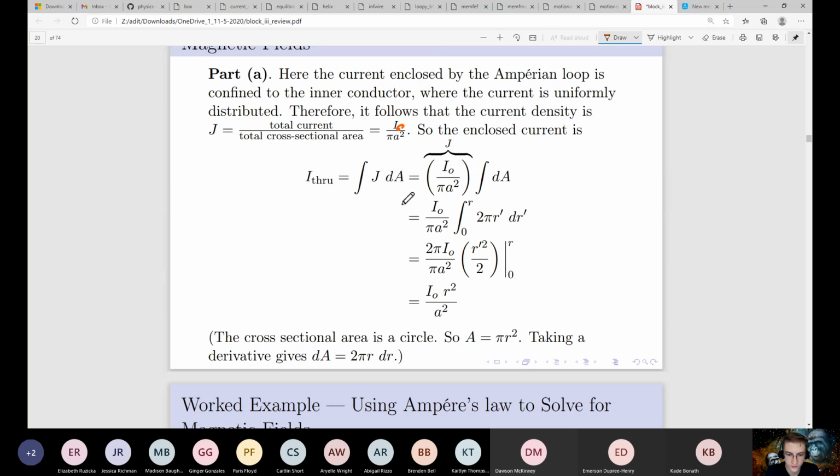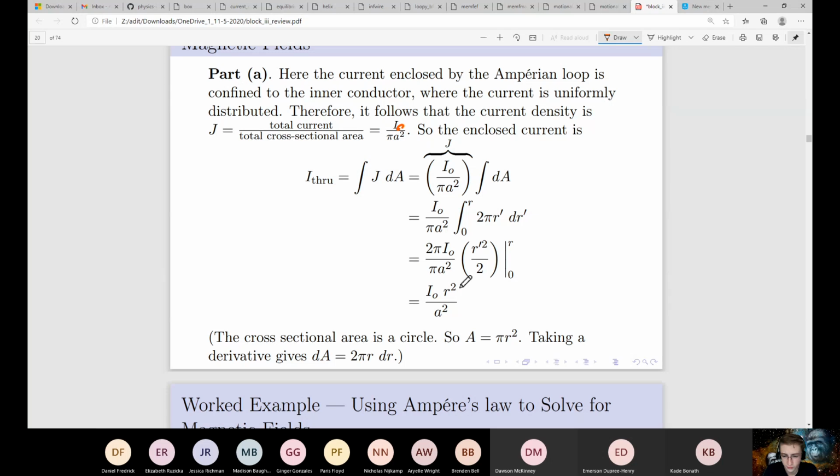We can take the integral of j dA to find the enclosed current. Taking the integral, we have the integral of j dot dA. J is a constant, because the current was uniformly distributed, so we can just pull it out of the integral. And dA? Well, we're dealing with a circular cross-section. So as Tyler was saying earlier, area is pi r squared, so we can take a derivative to figure out what dA is. If area is pi r squared, taking a derivative with respect to r gives us dA as 2 pi r times dr.